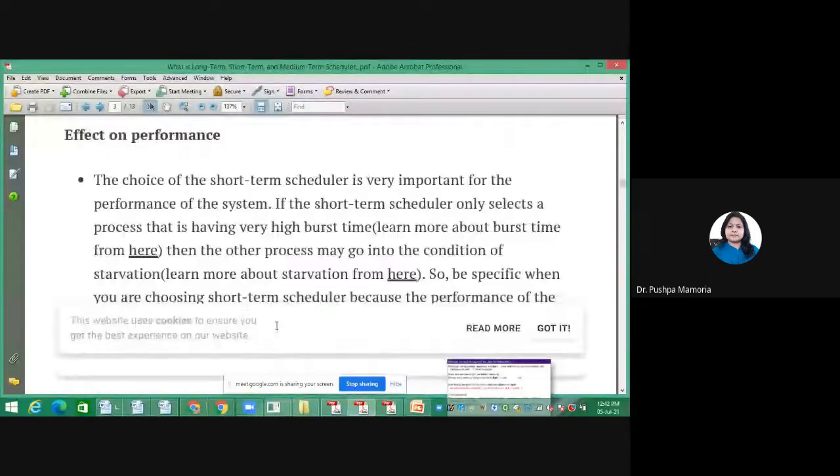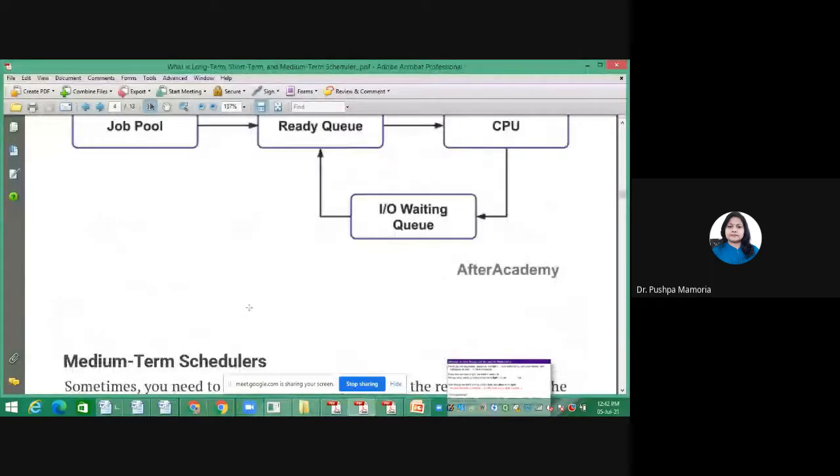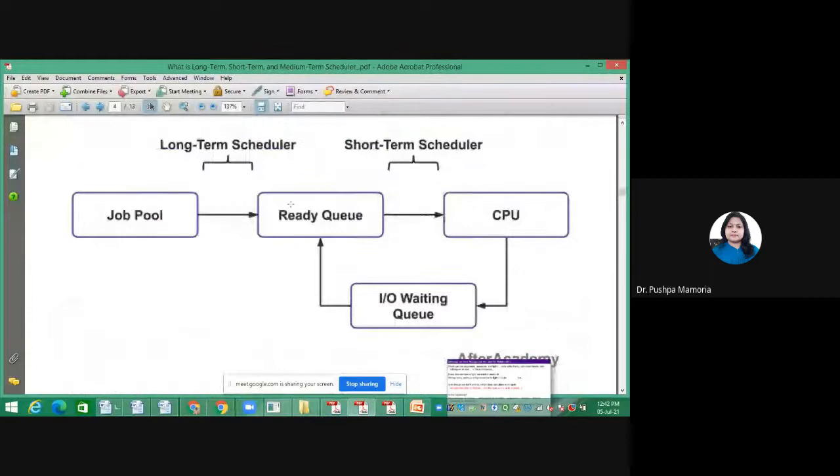Now after this, here we can see the difference between the long-term scheduler and the short-term scheduler. Right? We have the job pool. The long-term scheduler will take all the processes from the job pool and load them into the memory ready queue. Then the short-term scheduler will select the processes from the memory and allocate them to the CPU from the ready queue.